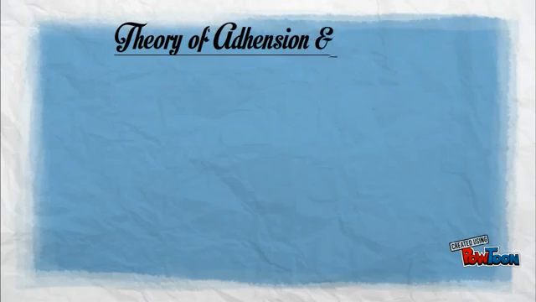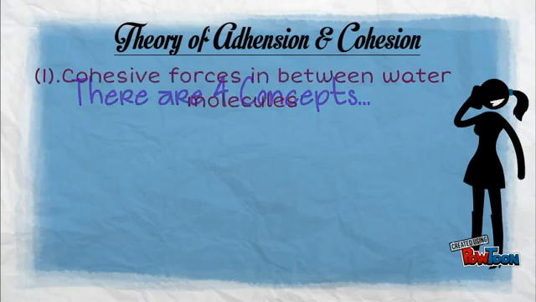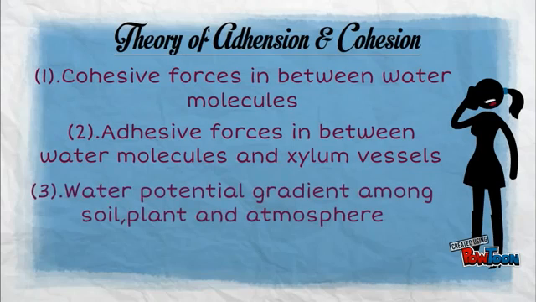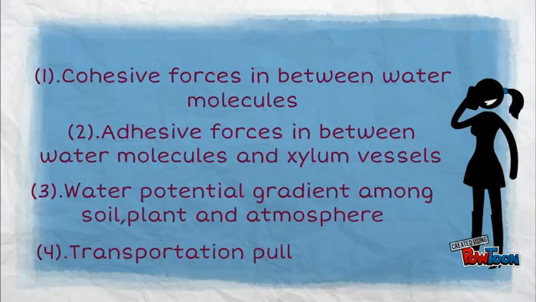Theory of adhesion and cohesion. This was presented by Dixon and Joly, which describes the vertical movement of water in plants. There are four concepts as follows.